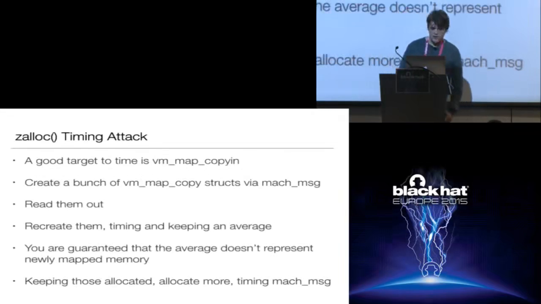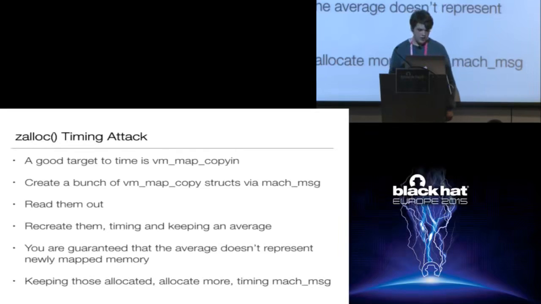A good target to time is vm_map_copyin, which is the function which creates our vm_map_copy structure. So the general idea is to create a bunch of vm_map_copy structures via Mach messages, and then read them out. So we allocate a lot of chunks, put them in the free list, and then when you recreate those allocations, they will be straight from the free list, so you don't have to allocate any new page. So if you keep an average, that will represent an average of the time it takes for the free list to return an allocation, not for a new page to be mapped in memory.